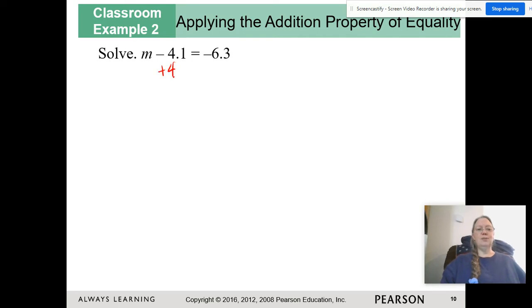Works the same way with decimals. I would add 4.1. I'm not sure I can do this in my head. Hold on. The negative is bigger, so we know it's going to be negative. And when the signs are opposite, we subtract the numbers. So I'm getting negative 2.2.